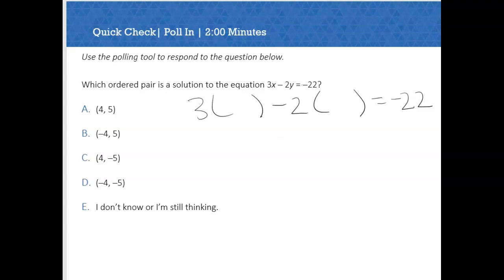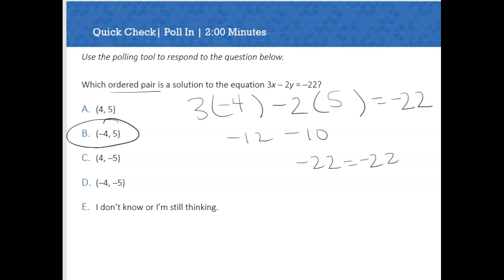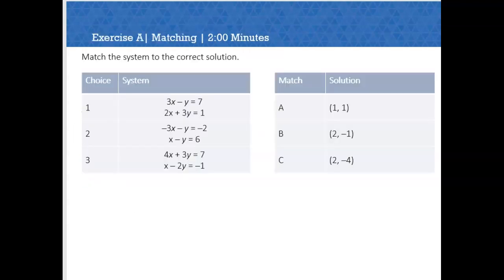So now we'll plug in negative 4, 5. And I get negative 12 minus 10. There's negative 22. And this is just asking for one ordered pair. So that is an ordered pair that works. So what we're going to find now, when we have a system, these two together, the ordered pair has to work for both equations.